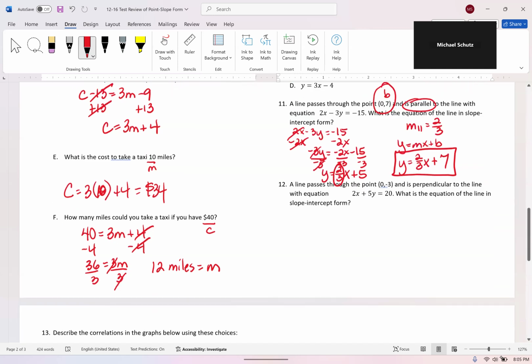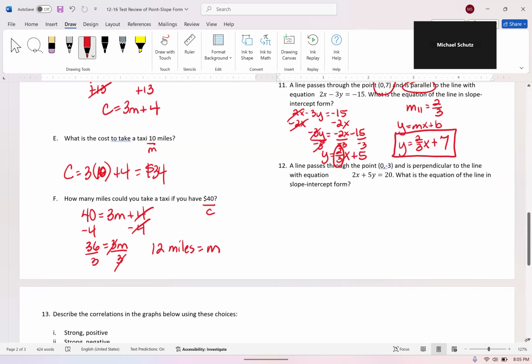All right, number 12. A line passes through the point (0, negative 3) and is perpendicular to the line with the equation 2x plus 5y equals 20. What is the equation of the line in slope-intercept form? Once again, I need to know what the slope of that given line is, and it's not in slope-intercept form. So I'm going to get it there to find the slope. Subtract 2x. So 5y equals negative 2x plus 20.